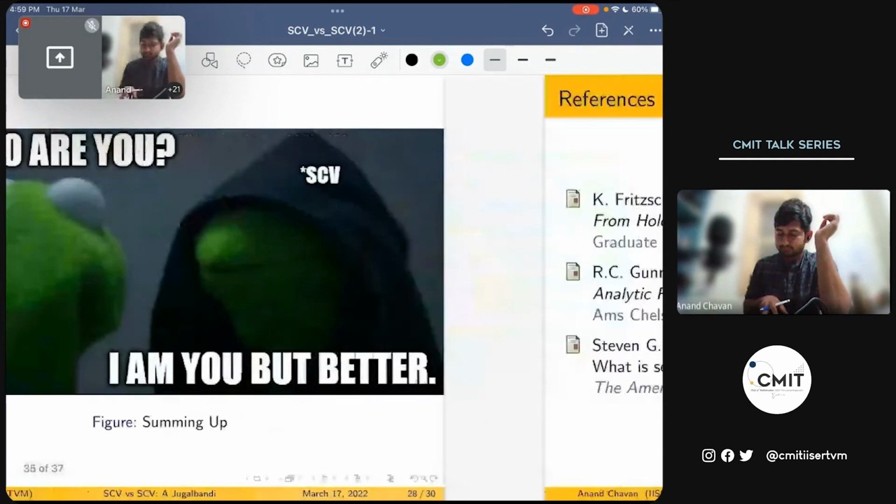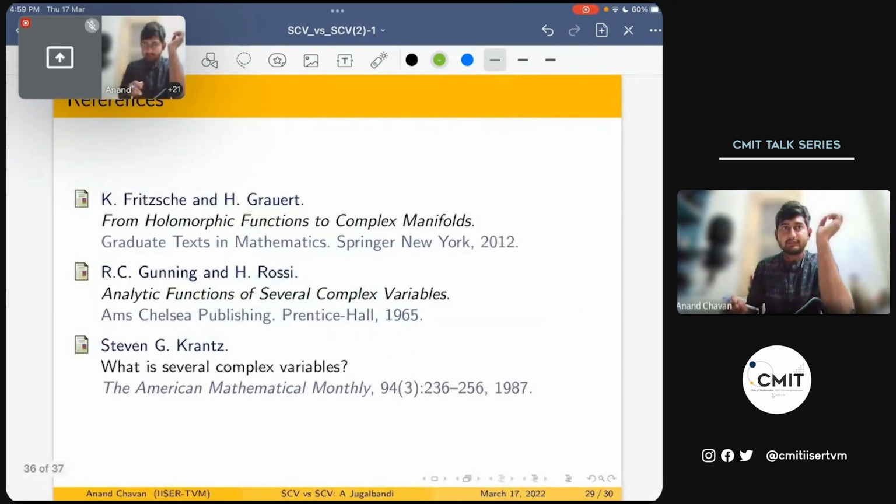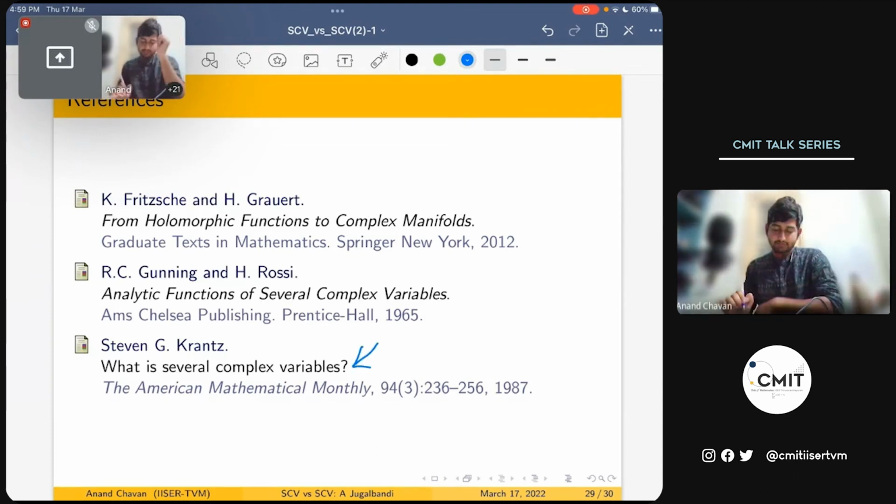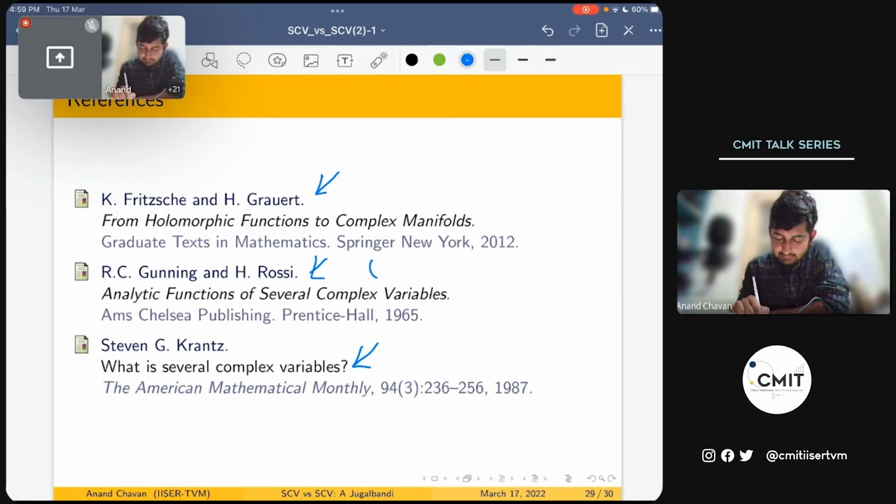So that's all. These are some of the references which I have used. The motivating article which made me do this talk was "What is Several Complex Variables?" by Steven Krantz. The two references which I have used are Grauert, which is a classical text in several complex variables, and R.C. Gunning and Rossi, which has statements related to algebraic geometry. Thank you.